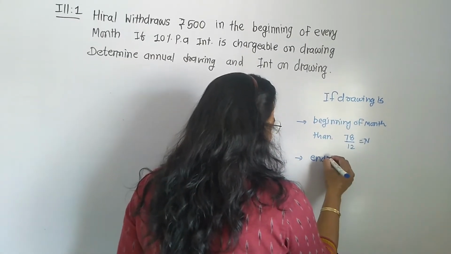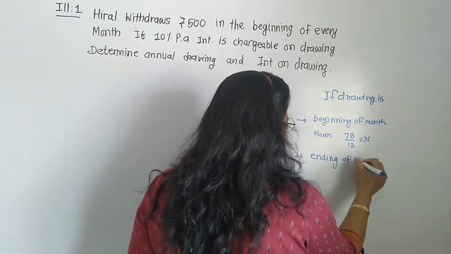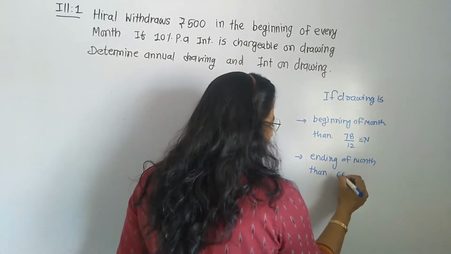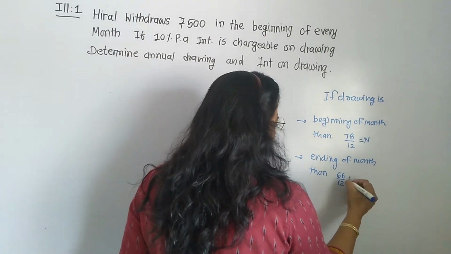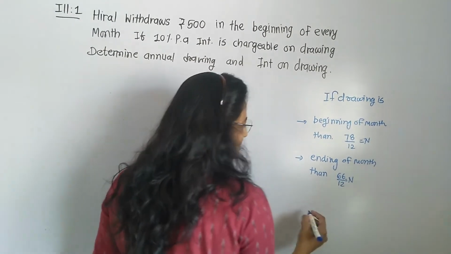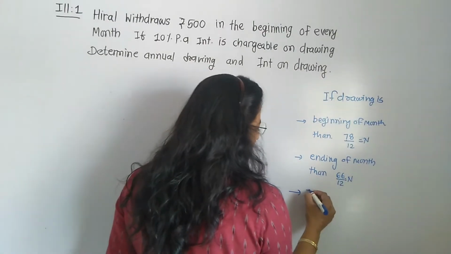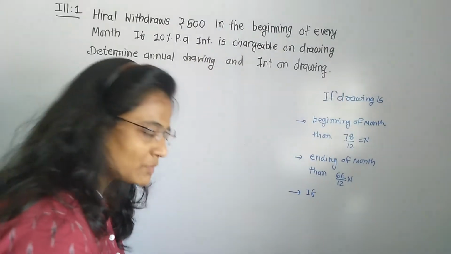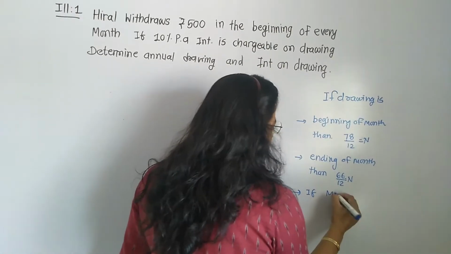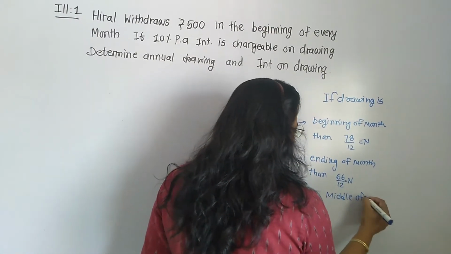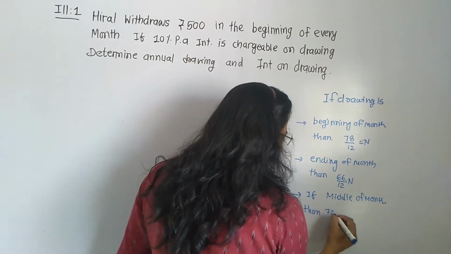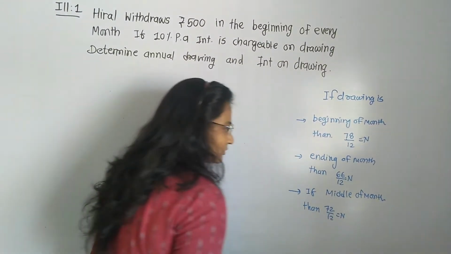Ending of months, then 66 upon 12. Here n is taken as 66 upon 12. And in board generally the beginning and ending sums are going to be asked, but if there is the middle of the month, 15 days, then 72 upon 12 as n.